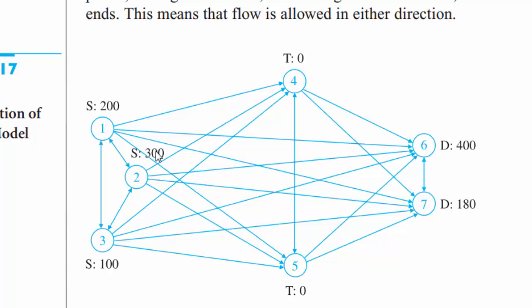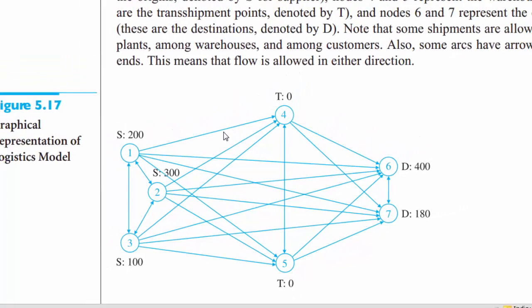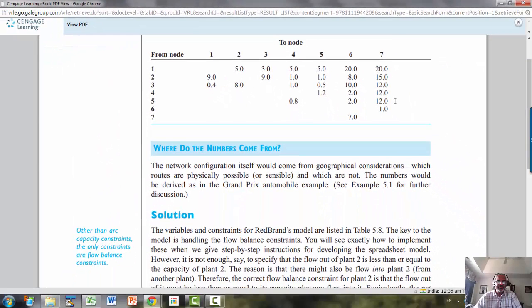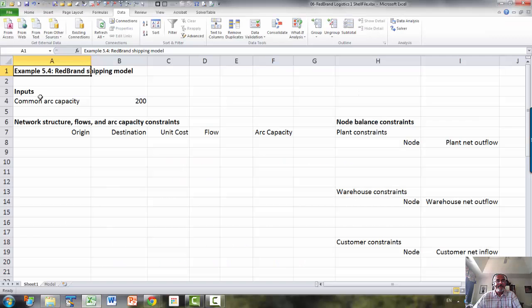Now for each of these arrows that we see here, there is a cost associated, and that is given on the next page. Okay, so here are the costs. Now we need to set this up in Excel. So let's go to Excel and set it up. There is a common arc capacity of 200. You cannot ship more than 200 units in any given arc. So we have the origins, destinations, and we need to set up the unit cost.